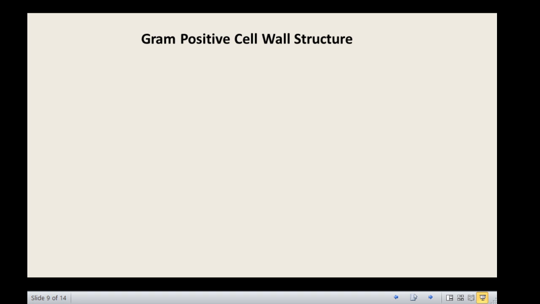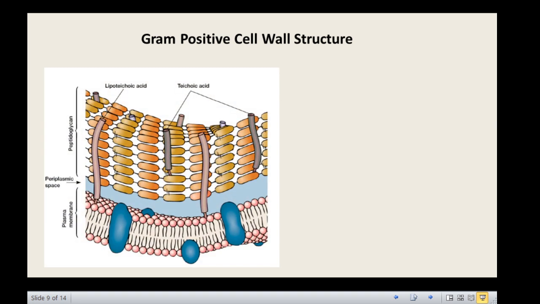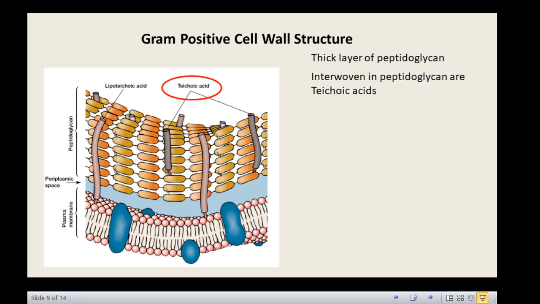Let us now discuss the gram-positive cell wall structure in detail. The gram-positive cell wall consists of numerous interconnecting layers of peptidoglycan. Chemically, 60 to 90% of the gram-positive cell wall is peptidoglycan. Interwoven in the cell wall of gram-positive bacteria are teichoic acids.